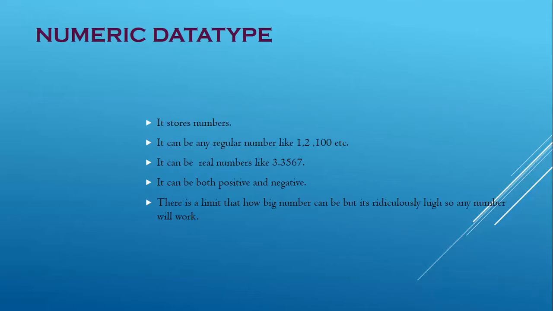For a numeric data type in a variable, simply assign a number to it, and it can be any regular number like 1, 2, 50, 100, etc., or real numbers. Numbers assigned to variables can also be negative and positive, and because the limit of storing a number is ridiculously high, any number can be stored in it.